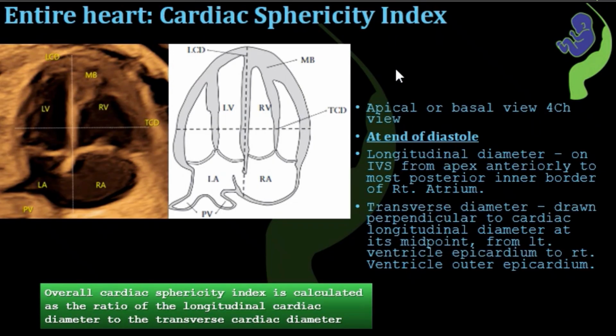Now let's move on to the measurement of Cardiac Sphericity Index. It can be taken in either the apical or basal four chamber view. The most important point is that it should be measured at the end of diastole, because only at the end of ventricular diastole will the diameter of the ventricles be maximum.